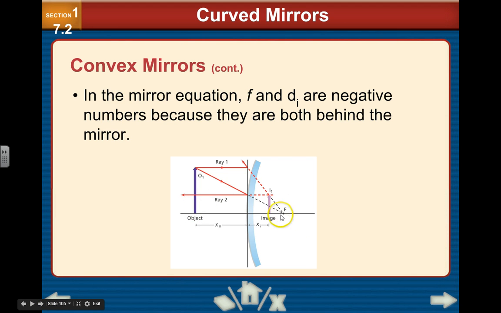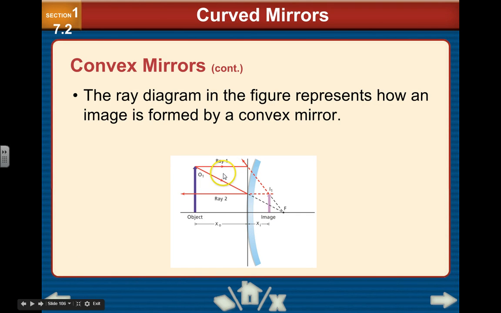And so we have F, which is the focal point, and DI, which is where the image shows up, are going to be negative numbers because they're behind the mirror. So that's all the negative means, it's just on the other side of the mirror.